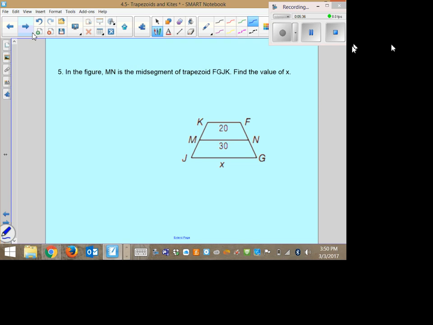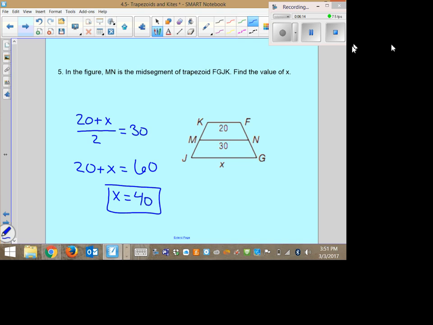All right, in the figure, MN is the midsegment of the trapezoid FGJK. We want to find the value of x. So here we're given the midsegment and we want to find our other base. So we can take our 20 plus x divided by 2 is going to equal 30. So in other words, we want to add our bases together and get twice our midsegment. So multiplying by 2, we can add our bases to get twice our midsegment. And then subtracting 20, we can get x to be 40. So the length of this base is going to be 40. So again, our midsegment, 30 is between 20 and 40.